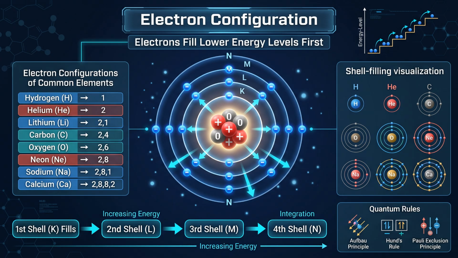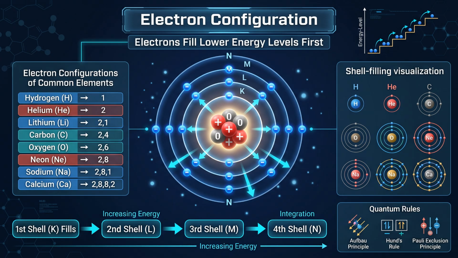The illustration also introduces 2 additional quantum rules that become important in advanced chemistry: Hund's rule and the Pauli exclusion principle. Although beginners are not expected to master these rules immediately, it is helpful to understand their basic ideas. Hund's rule states that when electrons occupy orbitals of equal energy, they first occupy separate orbitals with parallel spins before pairing up. This arrangement minimizes electron repulsion and makes the atom more stable.